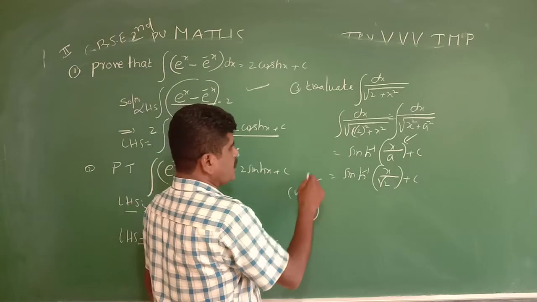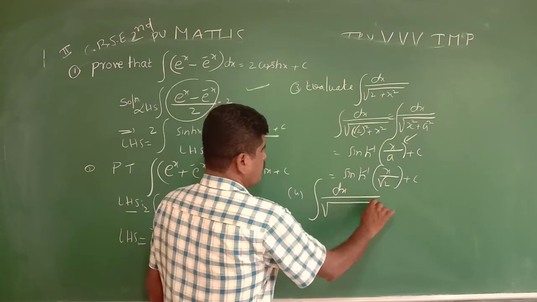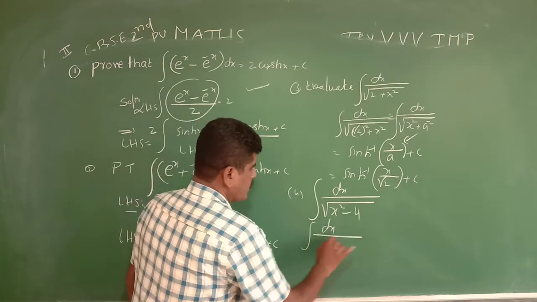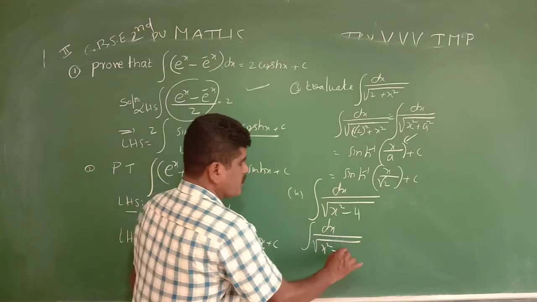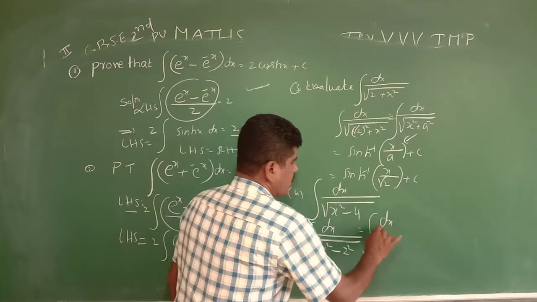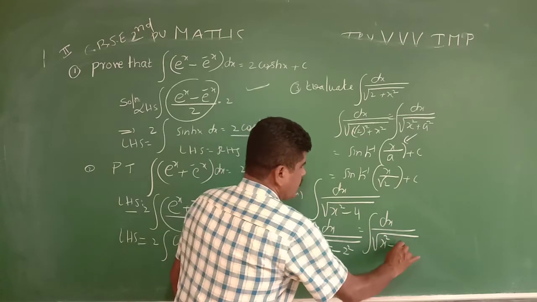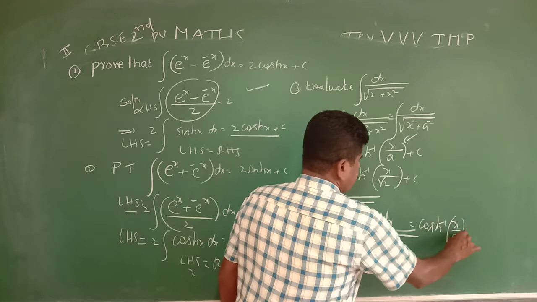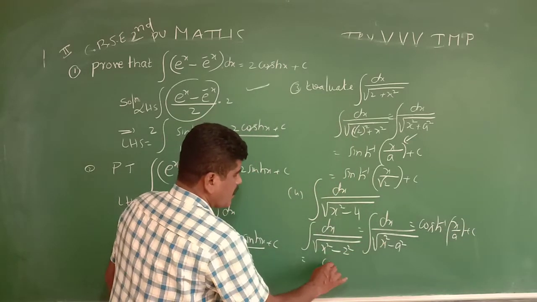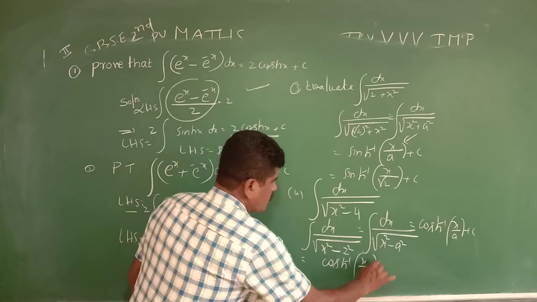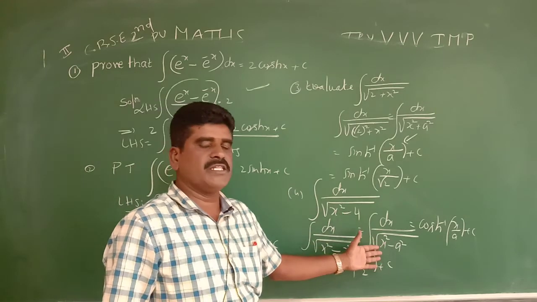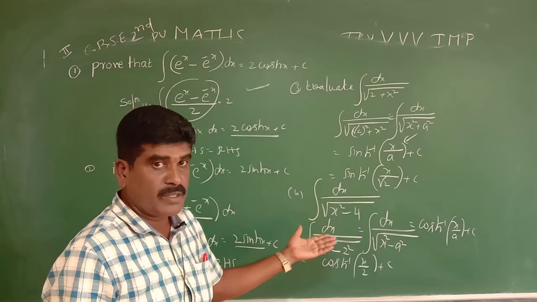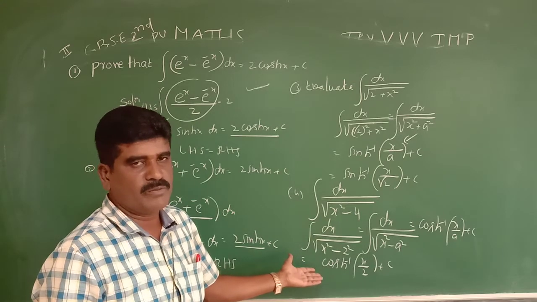Now next, evaluate dx by root of x square minus 4. Integration of dx by root of x square minus 4 can be written with 2 square. This is in the form of dx by root of x square minus a square. Its formula is cosh inverse of x by a plus c. According to this formula, cosh inverse of x by 2 plus c. Another standard special integration formula of this is log of x plus root of x square minus a square plus c, where c is equal to minus log a. Use our formula for the answer. The lengthy answer is the hyperbolic inverse formula. No problem.